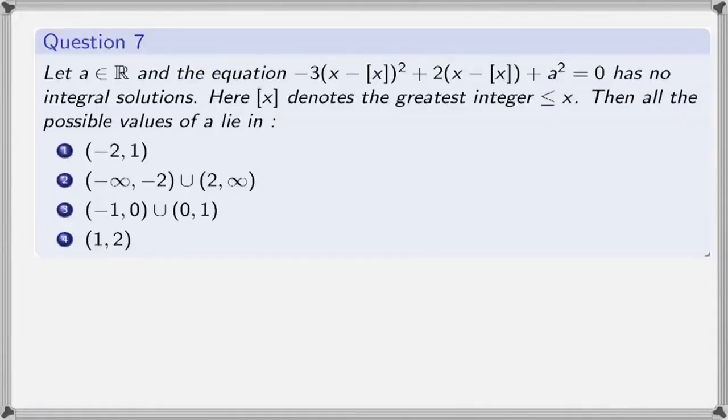Welcome to the second problem solving session on quadratic equations. In the first problem solving session, we have solved total 6 problems. So today we will start with the 7th problem. This is our 7th question.